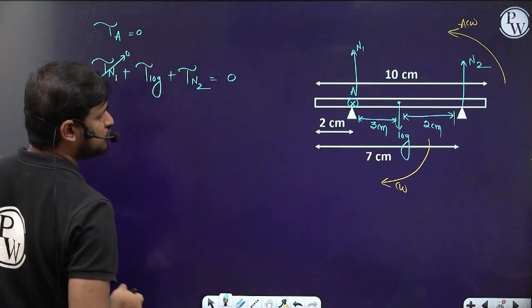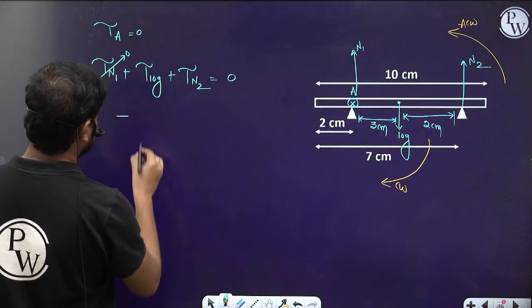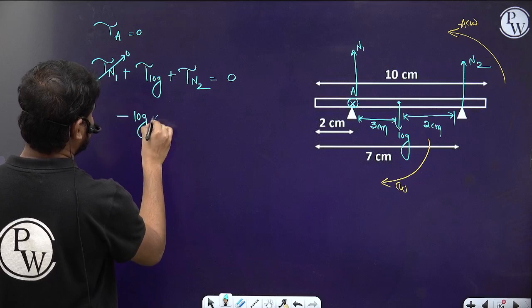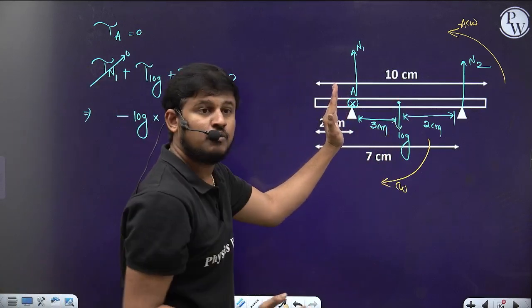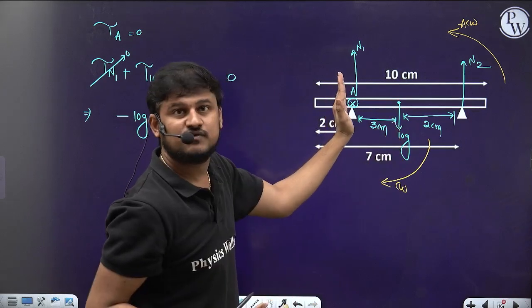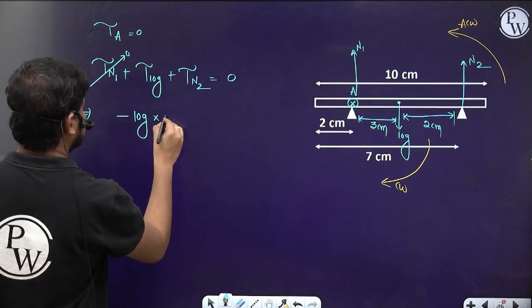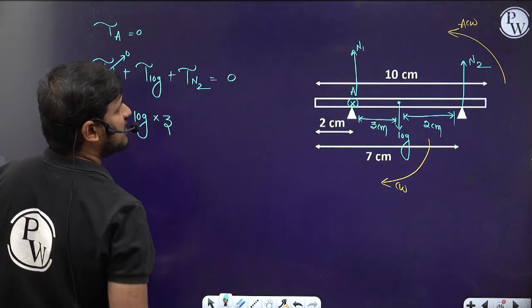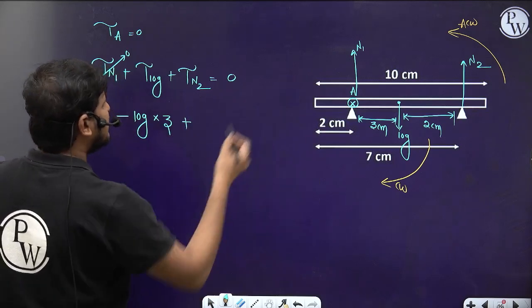So now you can substitute here. The torque due to 10G will be negative, because clockwise. Force is 10G into, what is the distance from here to here? From here you should take, don't consider phi, because this is your axis of rotation. About this point you are finding. So that's why 3 centimeters. The torque due to N2 is plus, because that is the anti-clockwise.